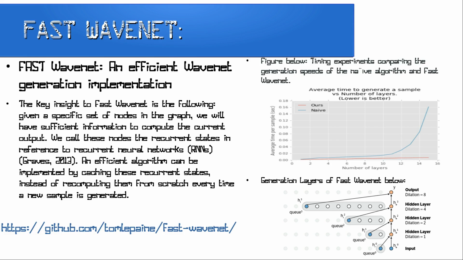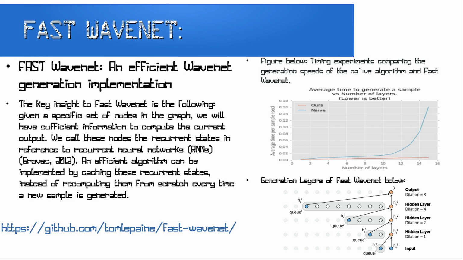The key insight in our Fast WaveNet algorithm is the following. Given a specific set of nodes in the graph, you will have sufficient information to compute the current output. We call these nodes the recurrent states, in reference to recurrent neural networks, RNNs, Graves, 2013. An efficient algorithm can be implemented by caching these recurrent states instead of recomputing them from scratch every time a new sample is generated.